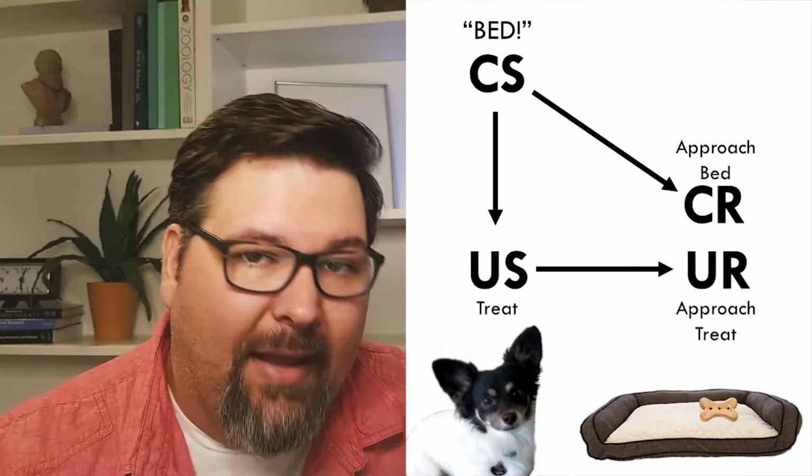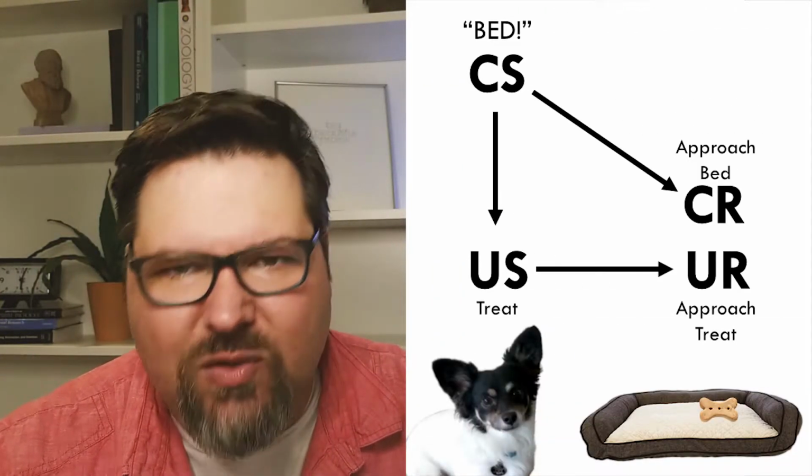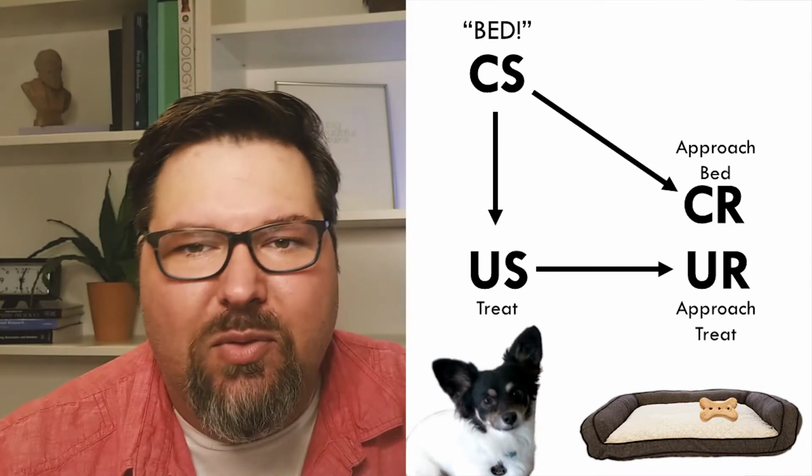So let's look at some examples and talk about what some good and not so good control groups might look like. First, let's see what happens when we have no control group. Let's say that we're going to train a dog that the word bed is associated with treats in the dog bed. The word bed will be our CS, and treats will be our US. Our procedure will go like this.